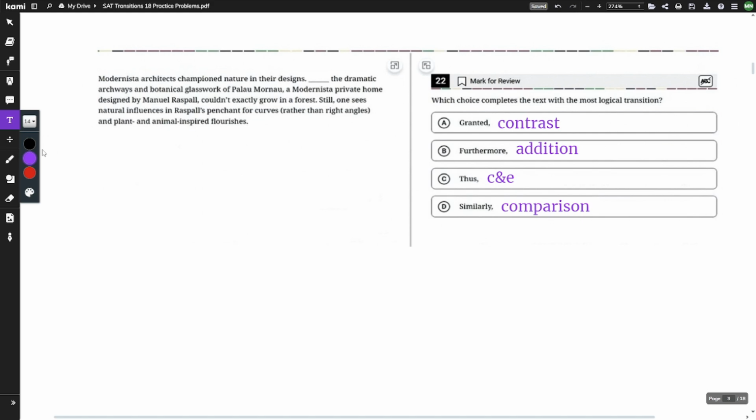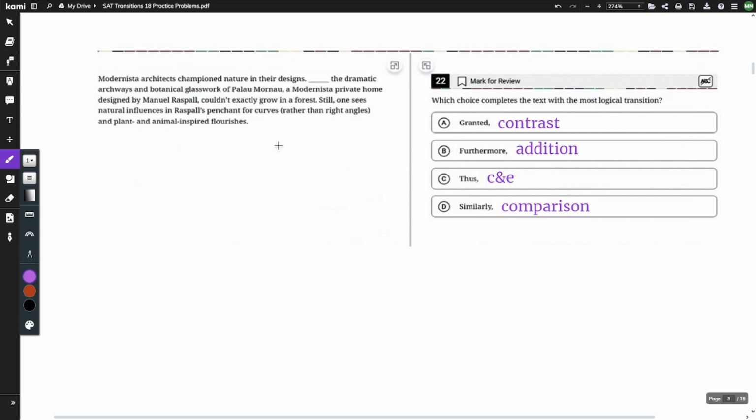Let's go to text. So, modernista architects champion nature in their designs. Champion means support. The dramatic archways and glasswork of this home, designed by this person, couldn't exactly grow in a forest. Still, one sees natural influences in this person's penchant for curves and plant and animal inspired flourishes. So basically, these architects support nature in their designs, and even though they have all of these natural designs, they got these curves and plant animal flourishes, it still can't grow in a forest. So, it's basically saying, even though there's this one thing, it still can't be another.